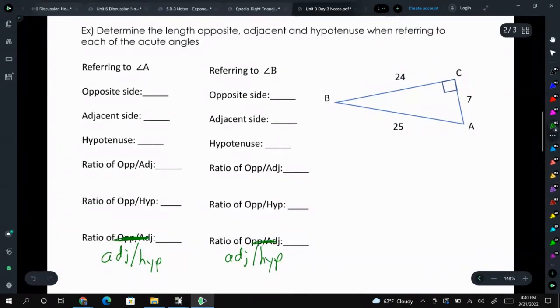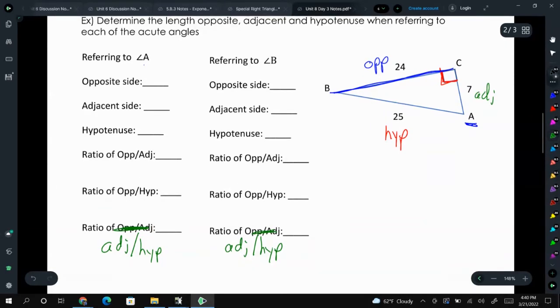Okay, so referring to angle A, here's angle A. The hypotenuse, here's our box, so here's the hypotenuse. If here's angle A, that means this is the opposite side, because this side that's 24 does not touch angle A, and that makes the 7 here the adjacent. So the opposite side is 24, the adjacent side is 7, and the hypotenuse is 25.